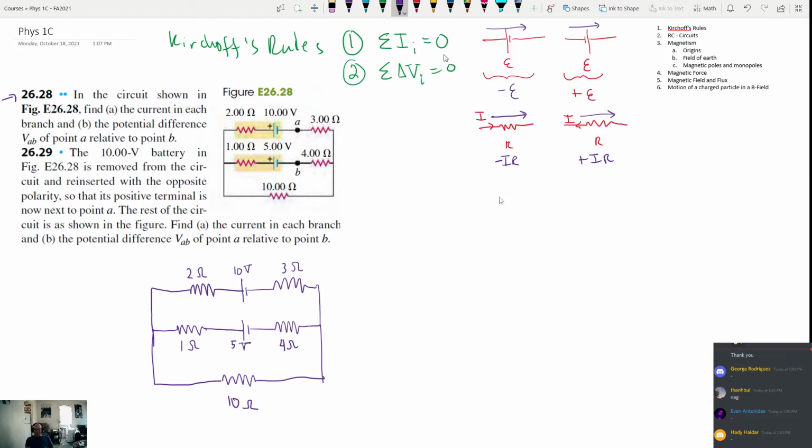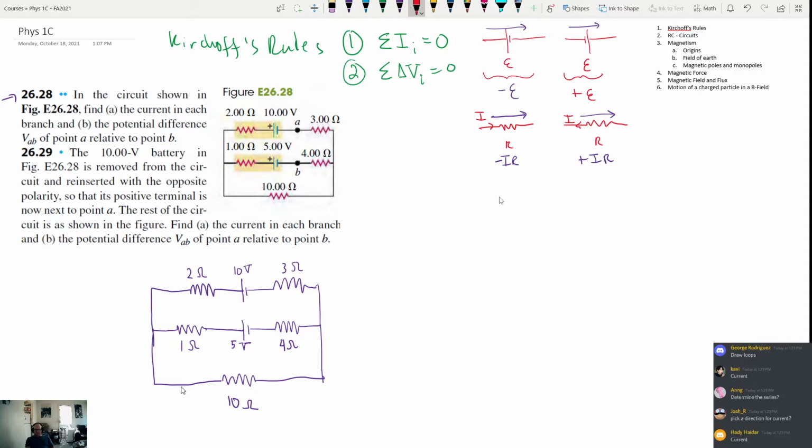We drew our circuit. What's the first thing that I want to do when I want to analyze one of these problems? Draw loops, that's wrong. Current. Pick a direction with the current. It all has to do with the current.